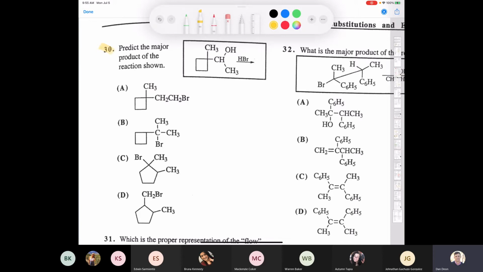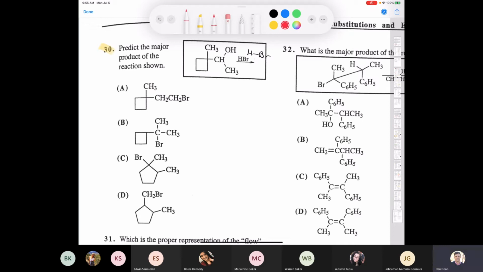It says predict the major product of what's going on here. So you see that you've got this nice secondary alcohol and you're treating that with a strong acid. Well, what's going to be the major product? Sorry, I'm not going to answer the question yet. The first thing that's going to happen is proton transfer, right? To convert that into a good leaving group. So let me show you.